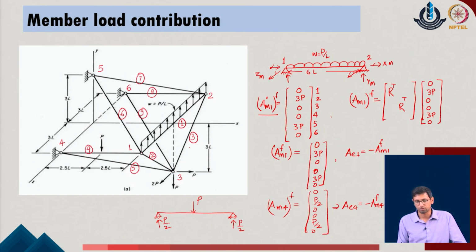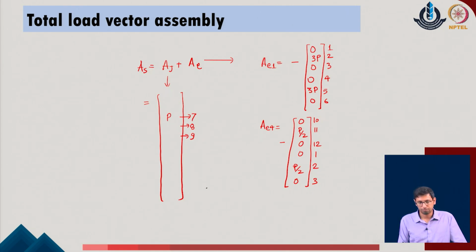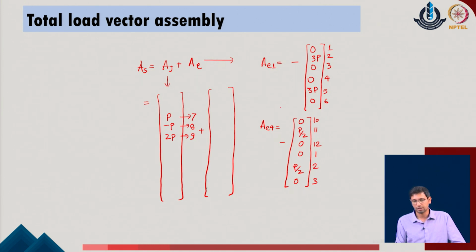I will just put those values in the system, p, minus p and 2p, and then I will add the A of e contribution, and we realize that A of e is identified with respect to the node 1, 2 and 3. So, this is defined with respect to the node 2, both the values are there. So, I will add it as 0, minus of 3p, minus of p by 2, 0, 0.